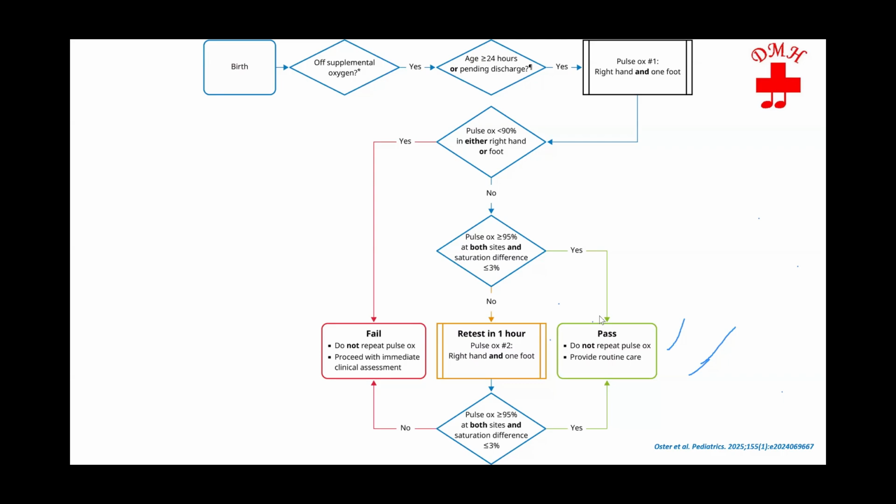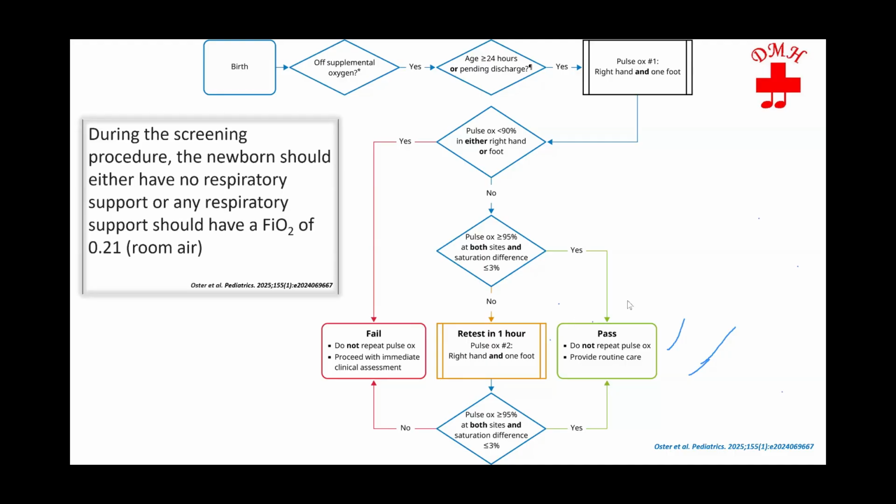Now the next question was, this was a premature baby on respiratory support. So what is the new recommendation? That during the screening procedure, the newborn should either have no respiratory support or any respiratory support with FiO2 of 21%. Then only this test would be valid. Okay.